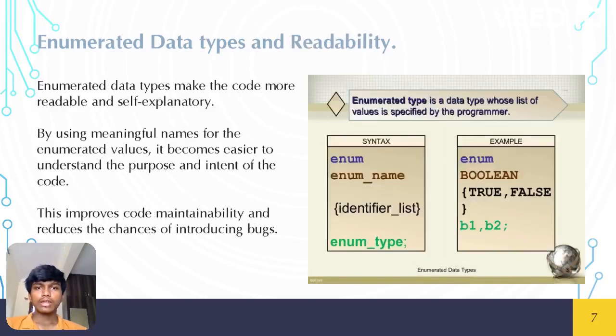Next is enumerated data types and readability. Enumerated data types make the code more readable and self-explanatory. By using meaningful names for the enumerated values, it becomes easier to understand the purpose and intent of the code. This improves code maintainability and reduces the chances of introducing bugs.